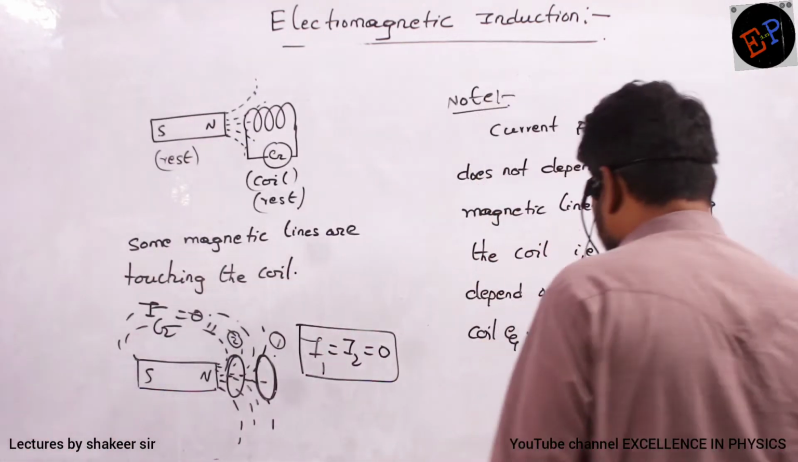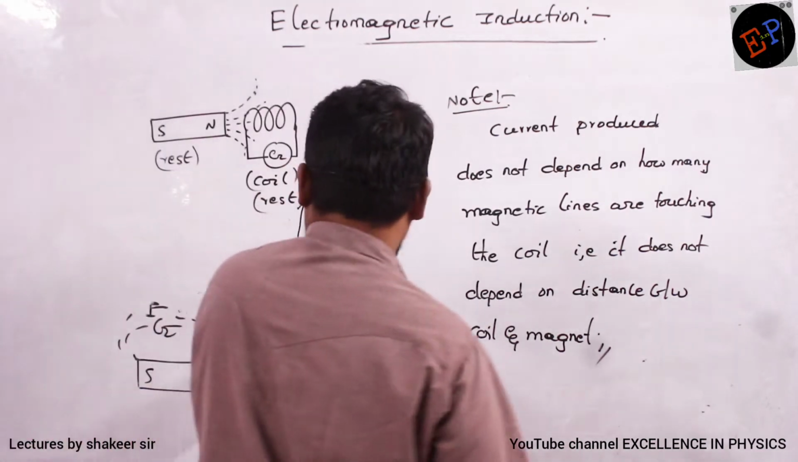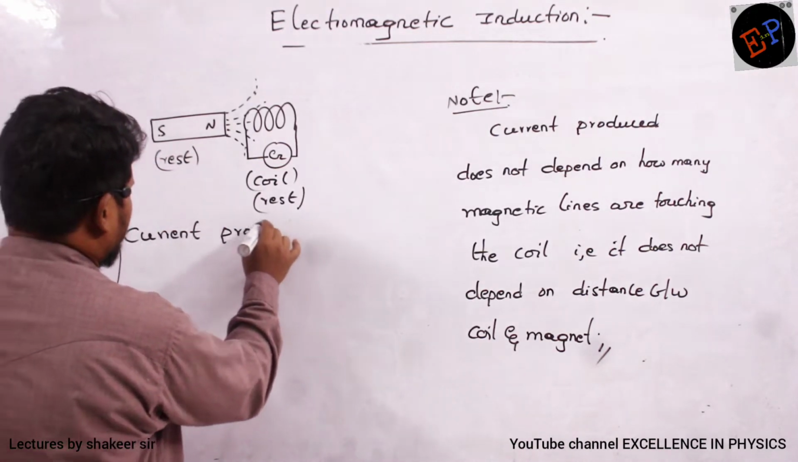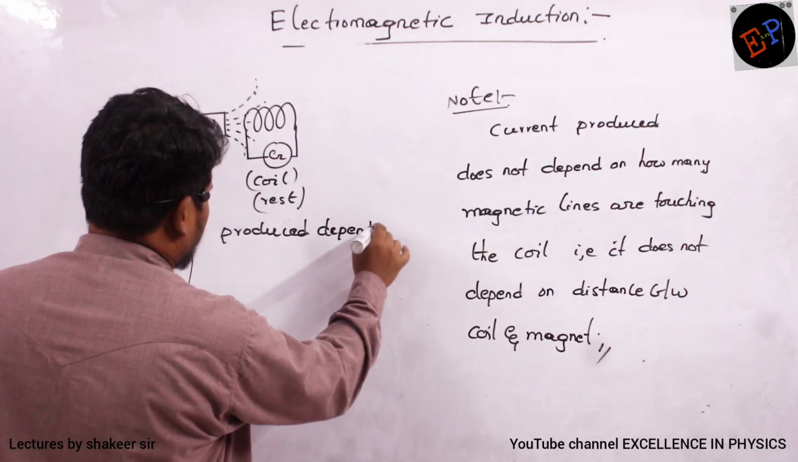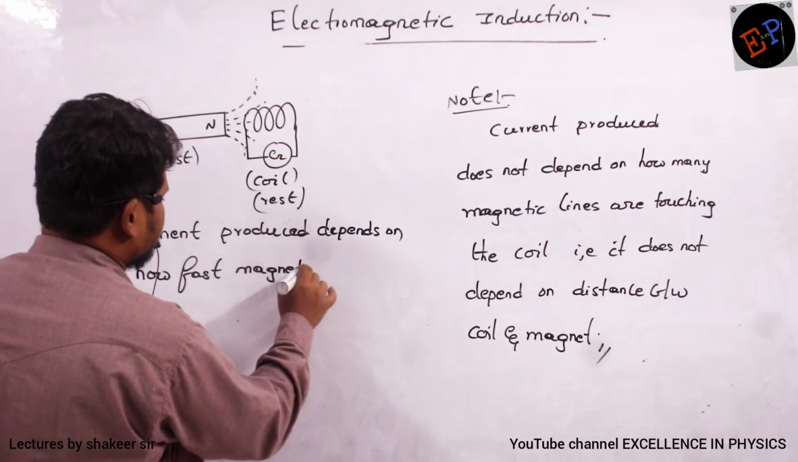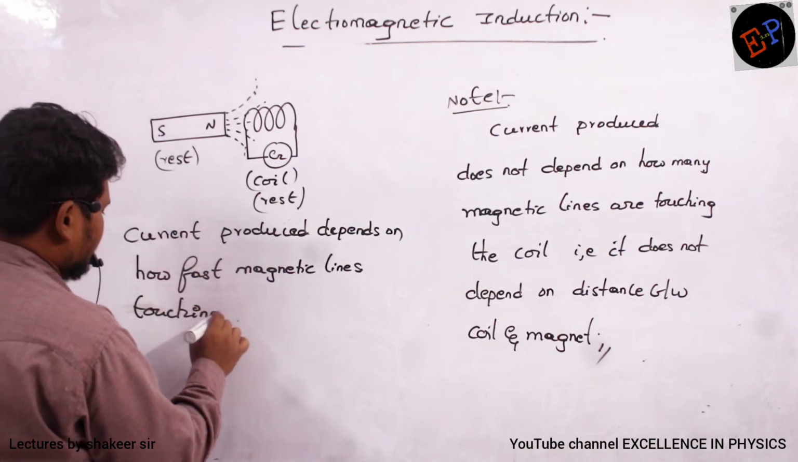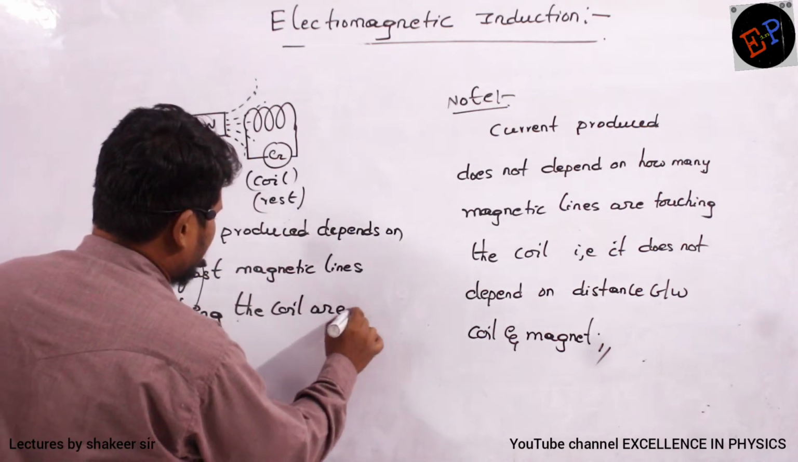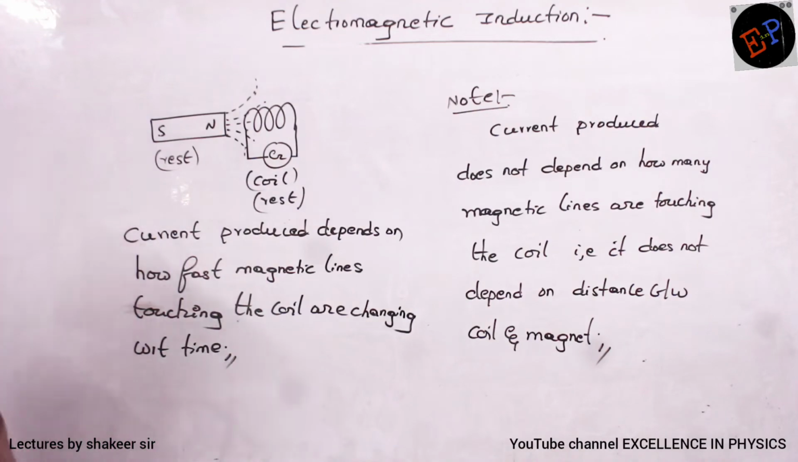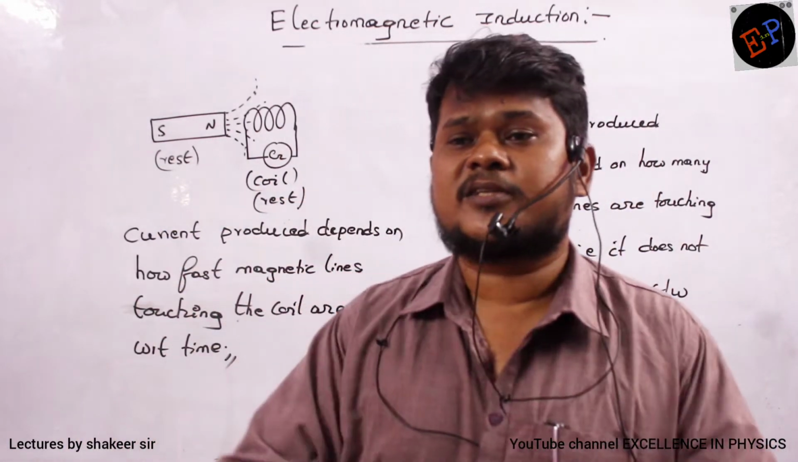Clear? So what have we written? It does not depend upon how many magnetic lines are touching. Then it depends on what? Current produced depends on how fast the magnetic lines touching the coil are changing with respect to time. So current produced depends on only one factor. What is that? How speedily the magnetic lines which are touching the coil are changing with respect to time.